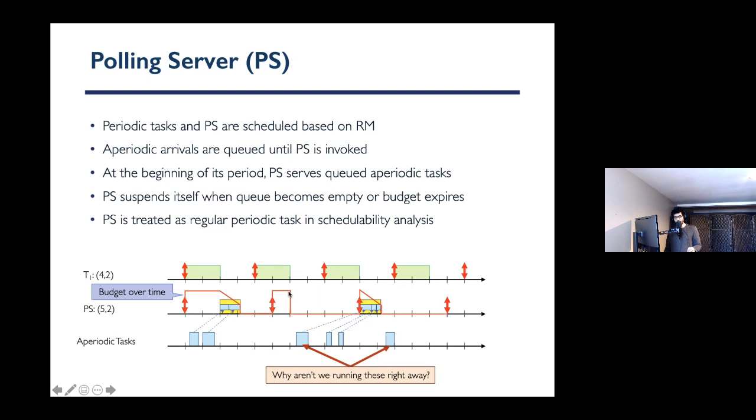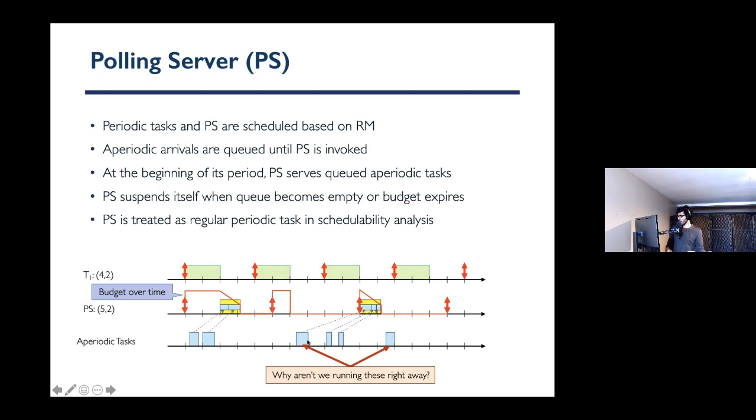Again, at this time, I'm scheduled, but because I don't have any tasks, my budget goes from 2 to 0 immediately. And then again, here, my budget is refilled. I run. I don't have any tasks. My budget goes to 0. And that's basically why I can't run these 2.